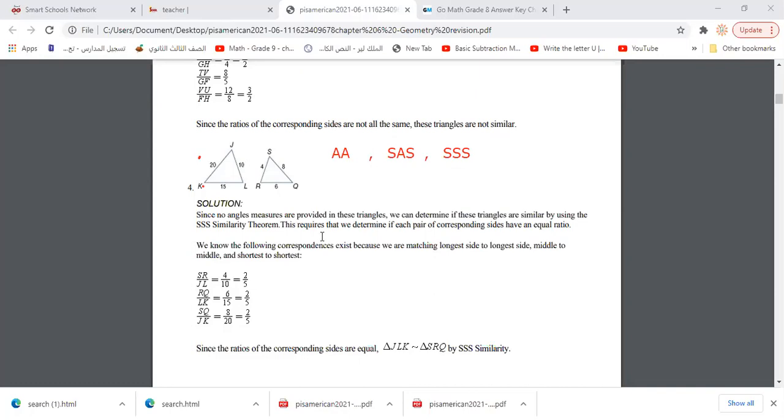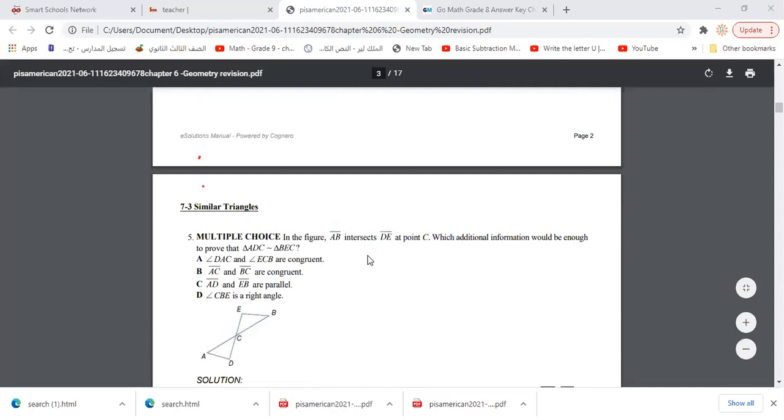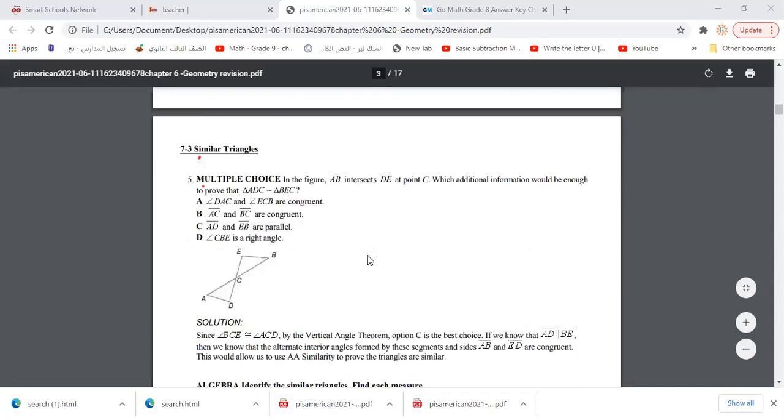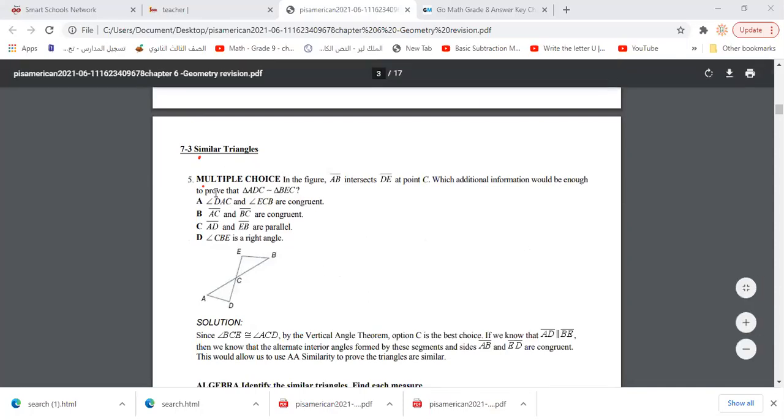So you have 4 questions here related to this part. The second part of questions is when you already have 2 triangles that are similar, and you will prove the proportionality of the corresponding sides or angles. Here you have a question. This is a multiple choice question.